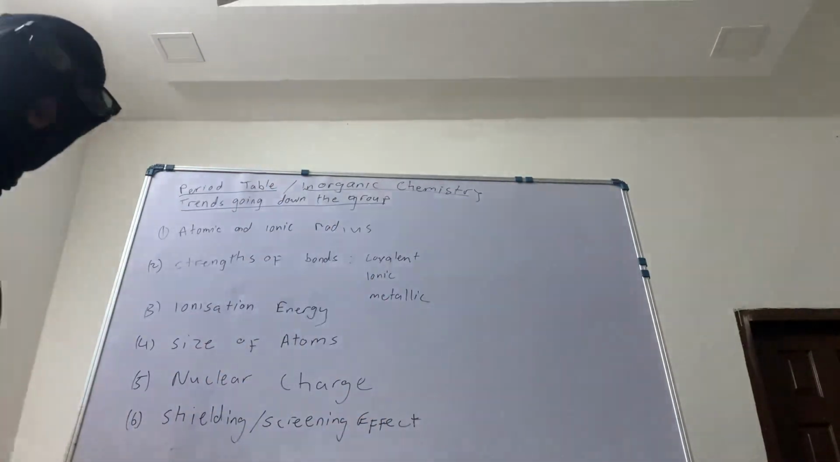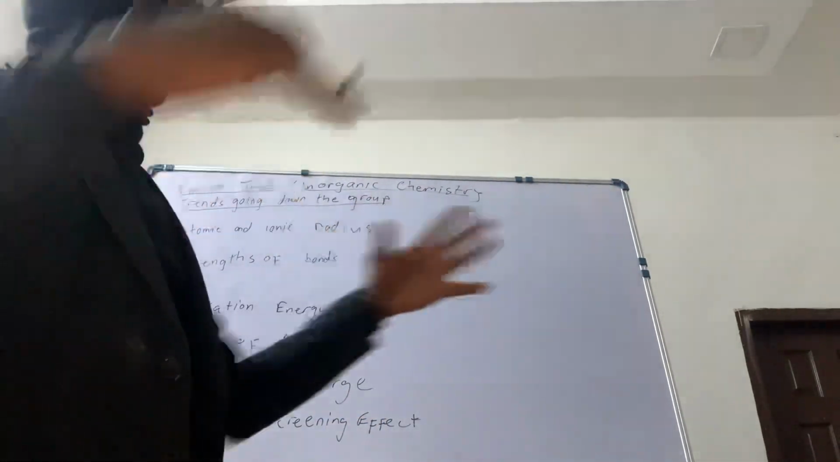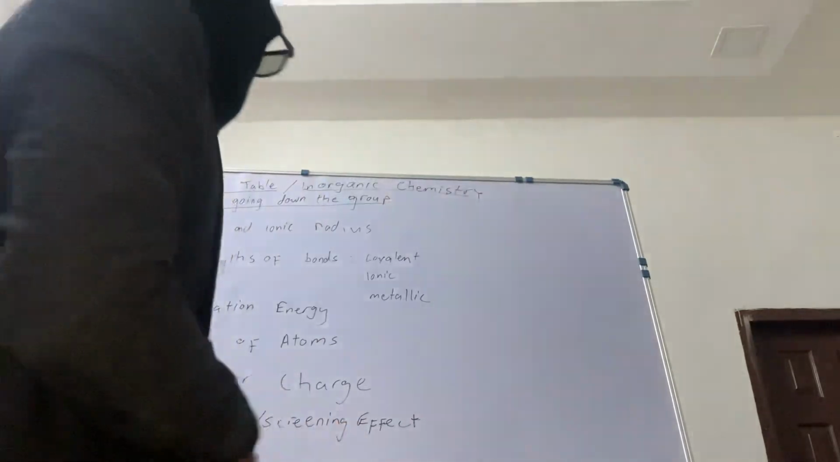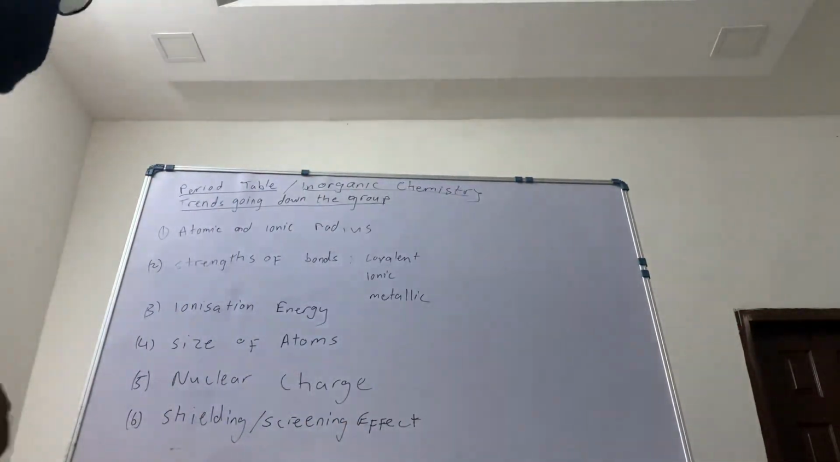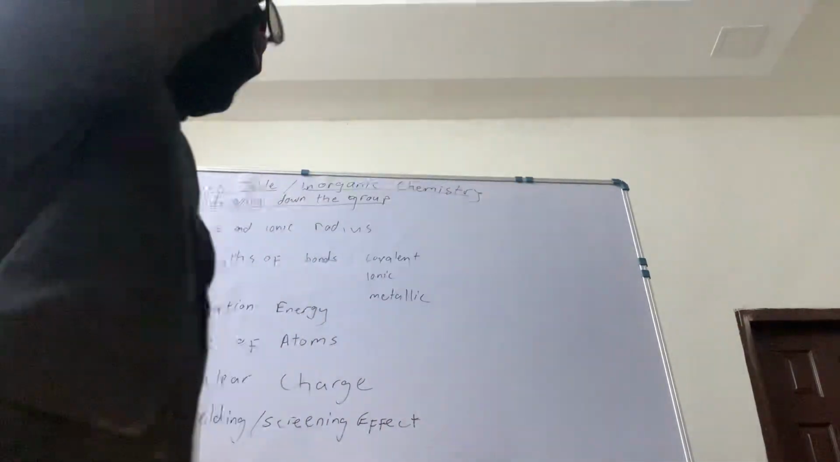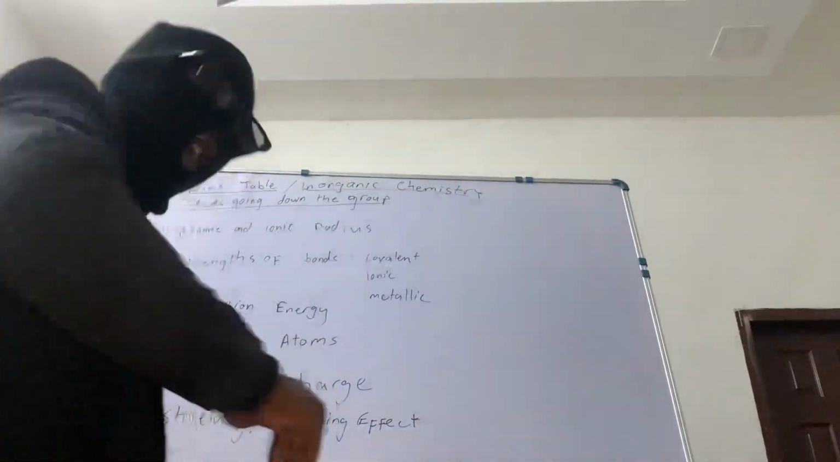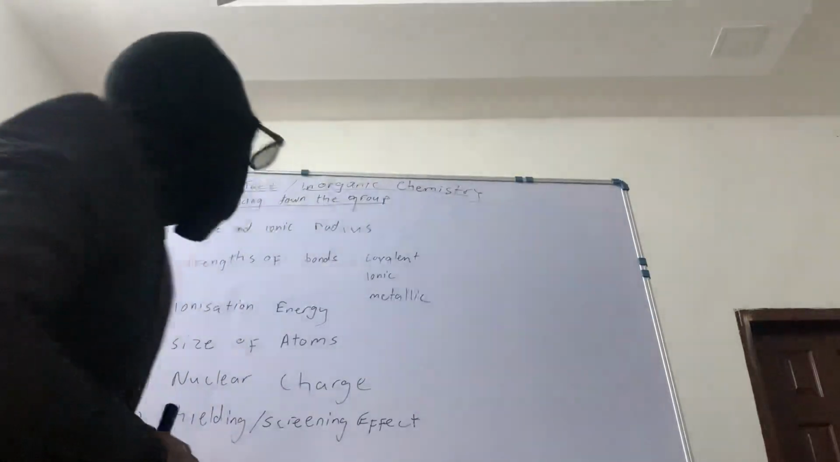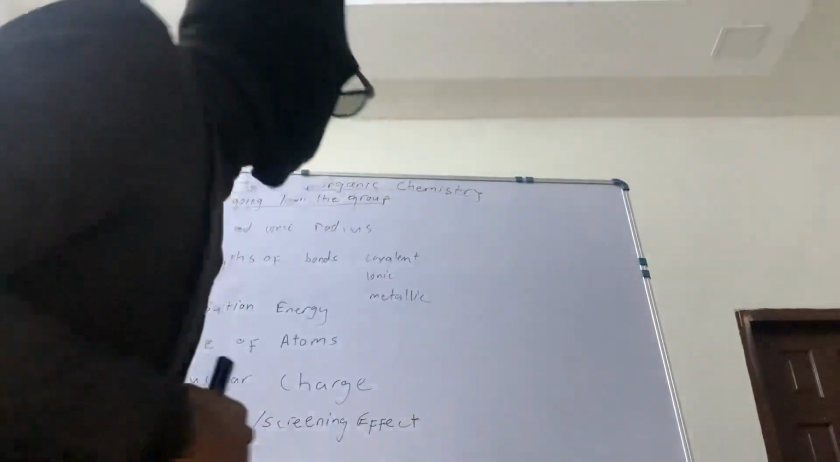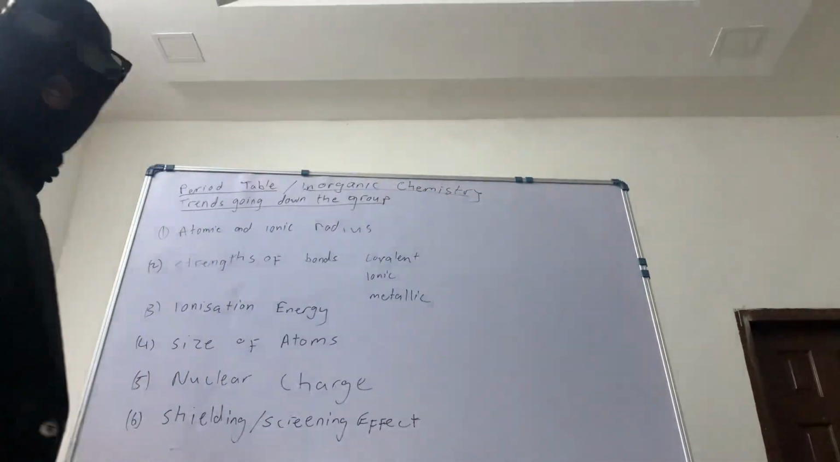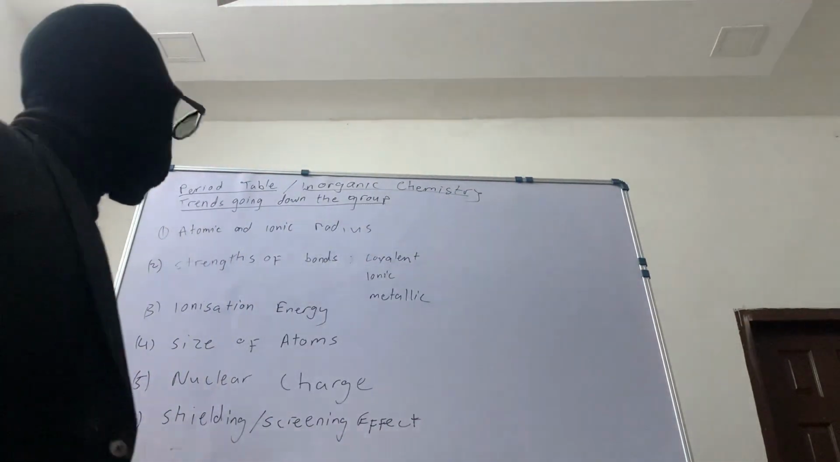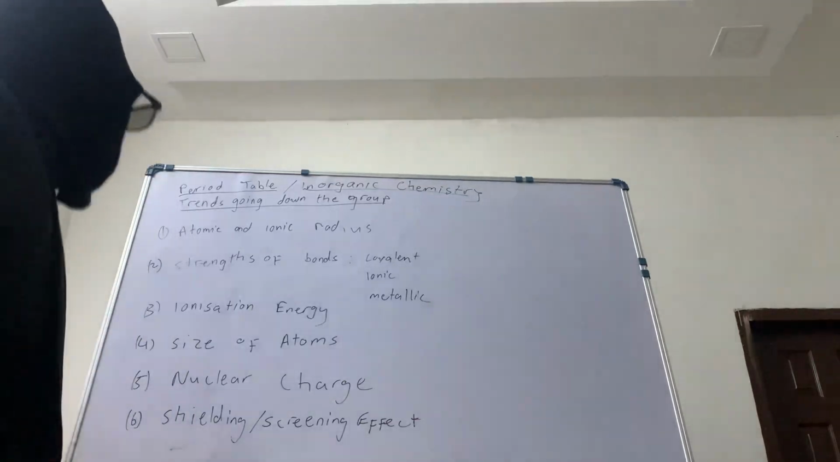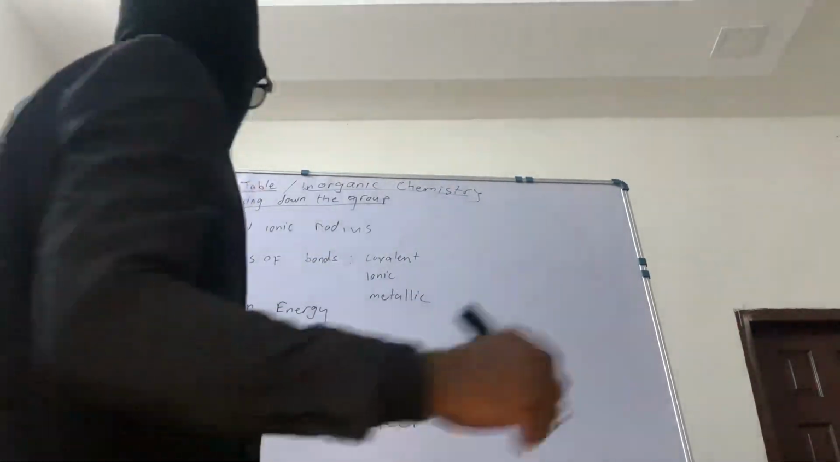By trends, we are trying to say what is generally happening to these periodic elements as we go down the group. We have got the group and we have got the period. The period is when we are moving across the periodic table, and the group is when we are moving down the periodic table. I think this is basic knowledge. Everybody knows.